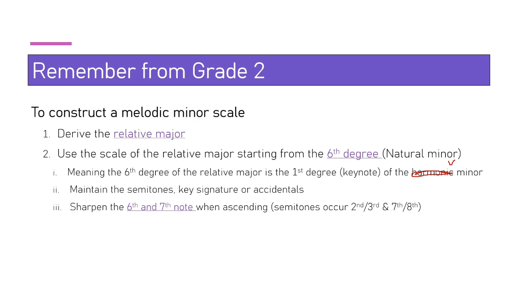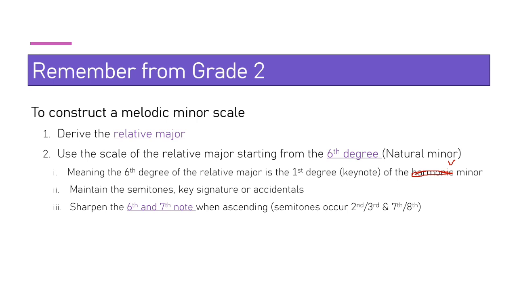But now, like I said, it is what you do after now that determines whether it is a harmonic minor or a melodic minor. If you sharpen only the seventh note, then it is a harmonic minor. But if you sharpen the sixth and the seventh note while ascending, please take note of that.